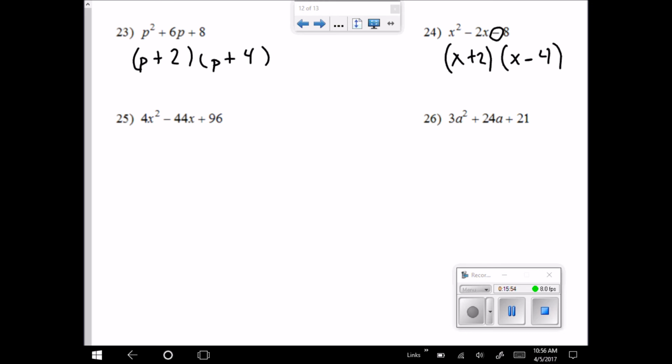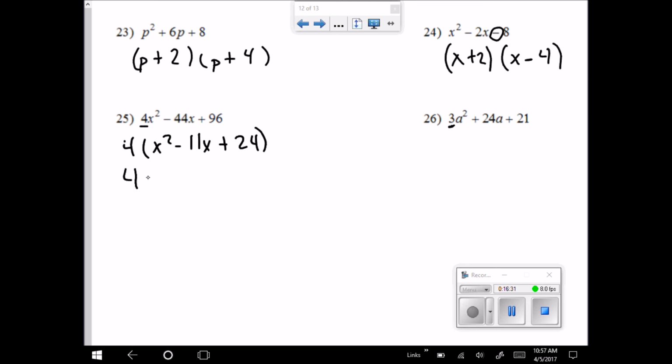All right, 25 and 26, we've hit a point where we no longer have a 1 in front of our squared term. So we have coefficients here. Our leading coefficient is not 1. If you notice here, we can factor out a 4 there, and then we can factor from there. So this time we're going to use the GCF to help us factor. So we're going to factor out a 4. We're left with 11x plus 24.